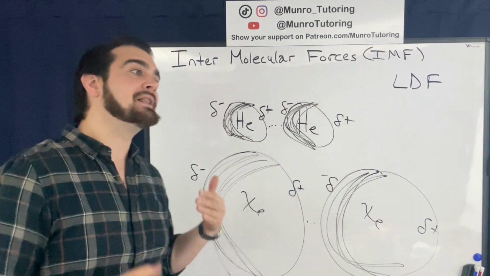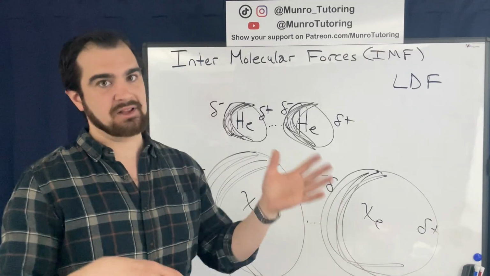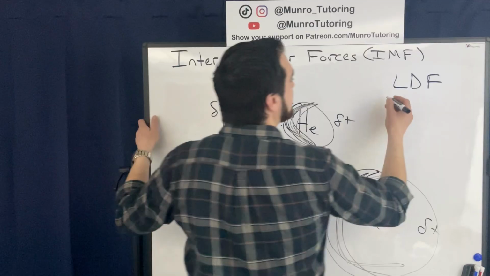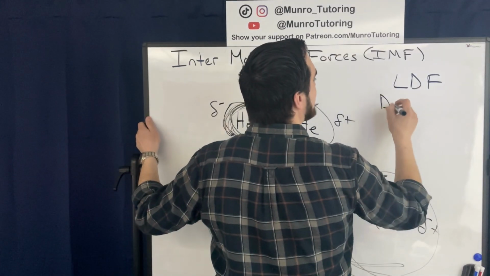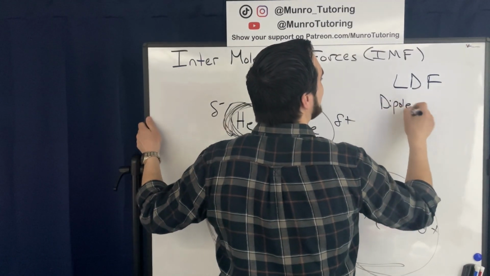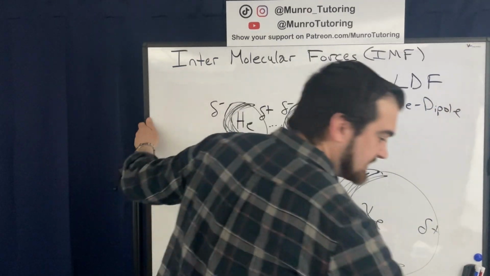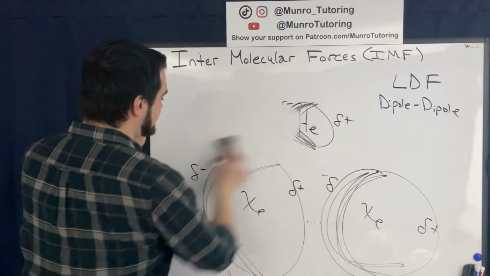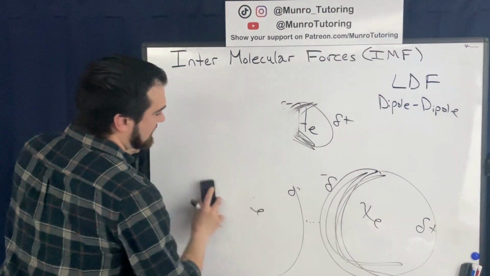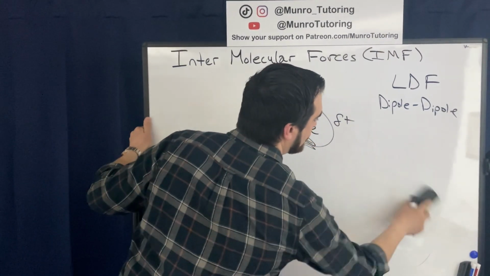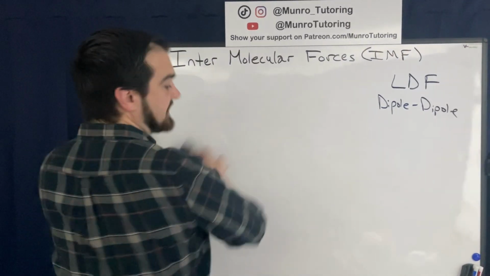So now let's talk about the next intermolecular force, and that's going to be dipole-dipole. This one I'll write out because it's not as many letters. Dipole-dipole is our next one. So now let's take a look at a molecule and figure out what's going to be happening with dipole-dipole.